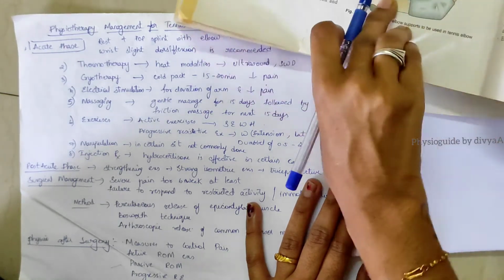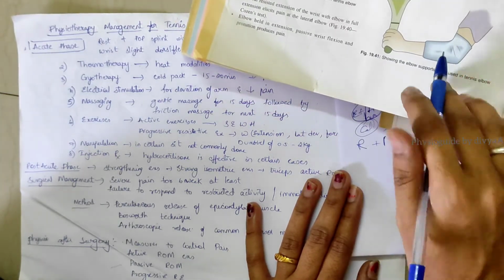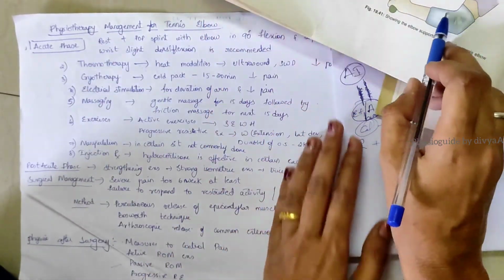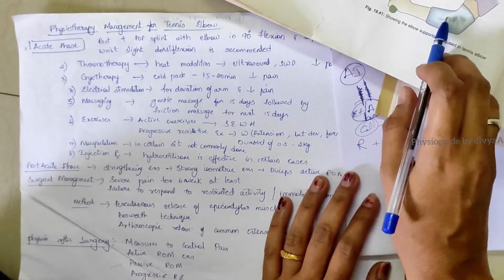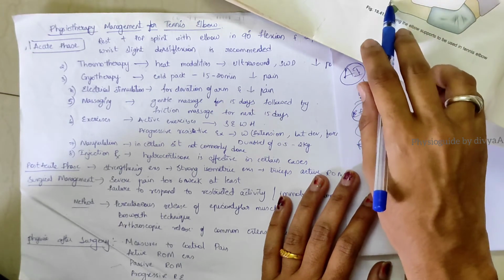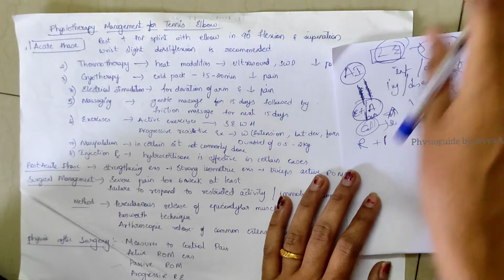Next, POP splint with elbow splint. This is a splint. POP splint with the elbow in 90 degrees flexion, supination meaning back side, and the wrist slightly in dorsiflexion. This is recommended.